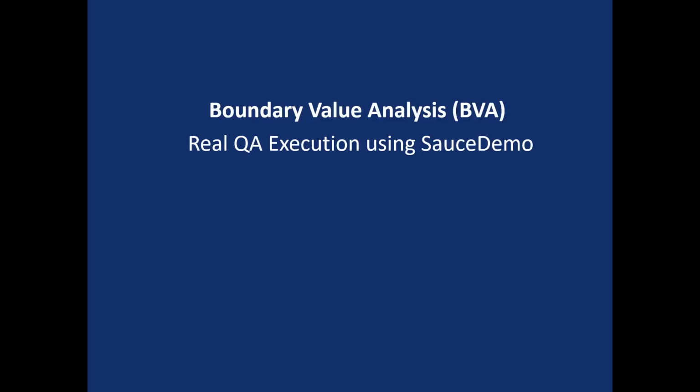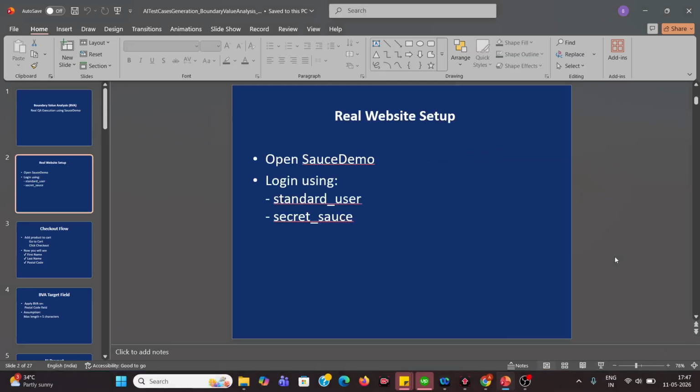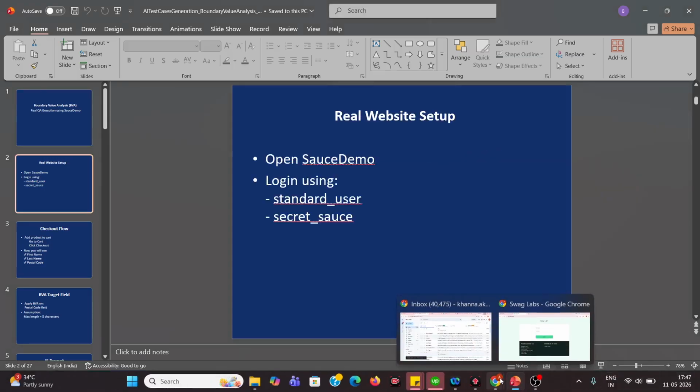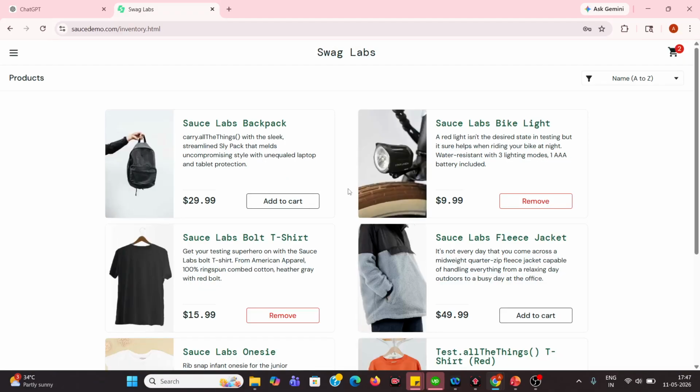So today we're going to take the topic AI test case creation via boundary value analysis. We will test this on a real website. We will be using Sauce Demo and this particular login. So team, I'm just going to log in. I use the standard user and the password secret sauce, and I'm just going to log in.